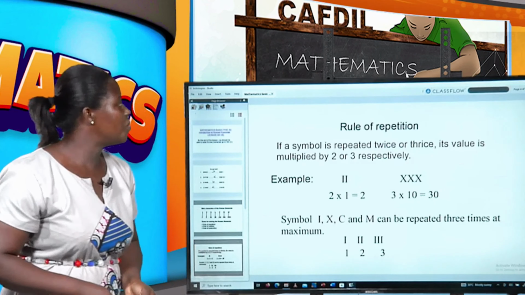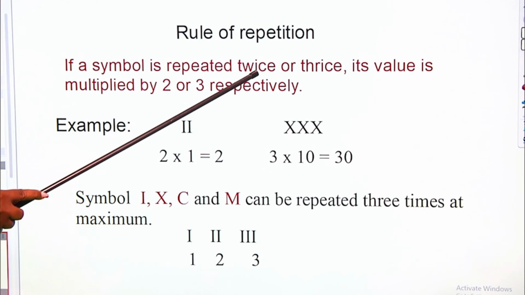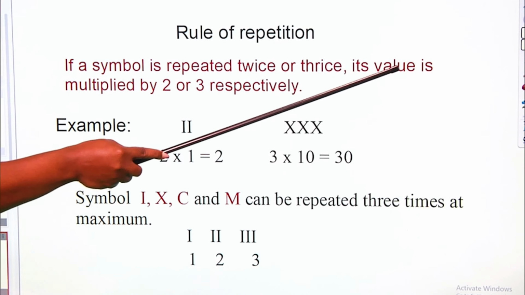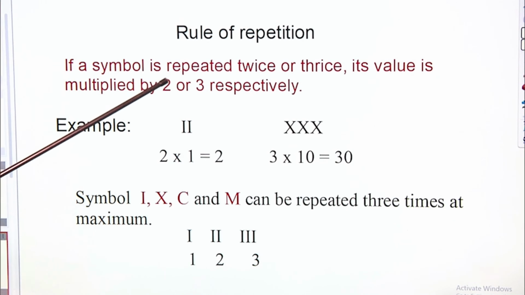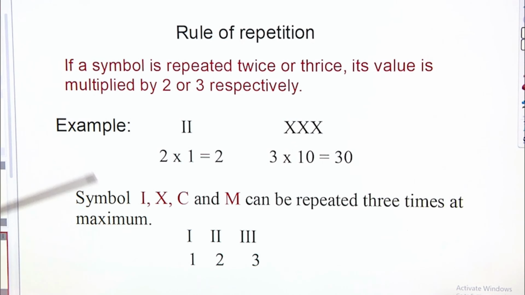So we have the first, which is rule of repetition. And what does it say? It says if a symbol is repeated twice or thrice, its value is multiplied by 2 or 3 respectively. And here it means when the symbol is repeated twice, we have to multiply the value by 2. And if a symbol is repeated thrice or 3 times, we have to multiply its value by 3. That's all.